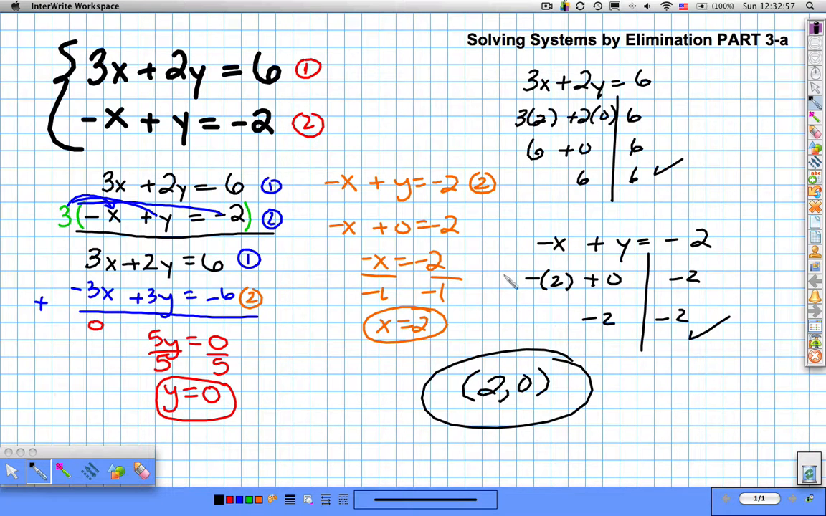Now, the only thing we had to do differently this time was this step right here. We multiplied by a positive 3, so that when we stacked the equations, we could eliminate.